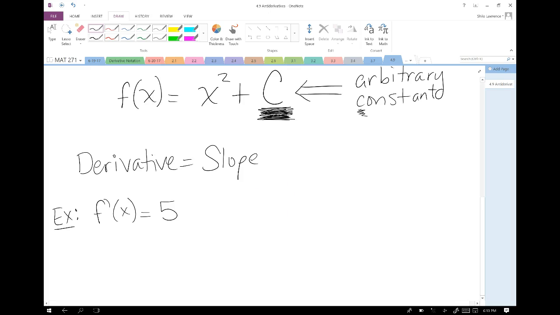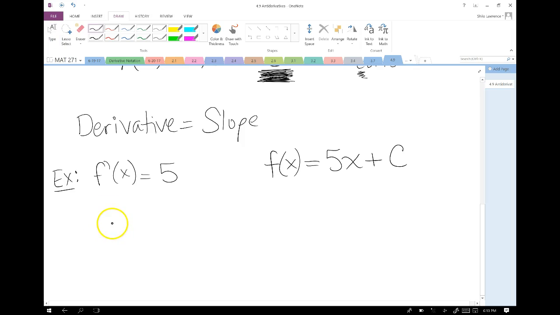So our original function must be a line with a slope of 5. The only thing we don't know is the intercept for that function, which is the plus C part. We know that's going to be a straight line with a slope of 5. We just don't know the intercept. So the first rule we're going to see here is the constant rule.